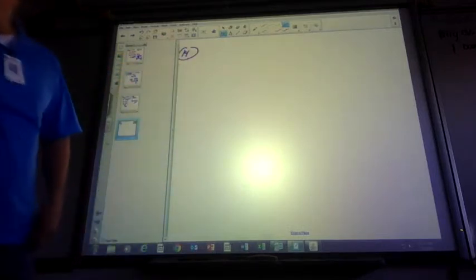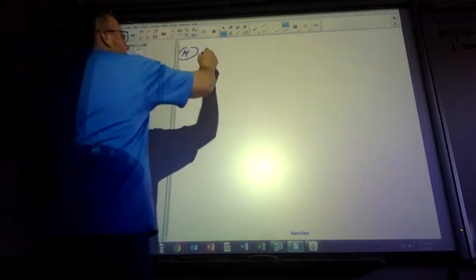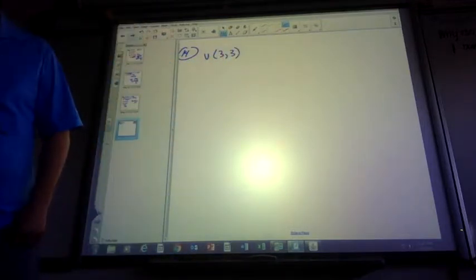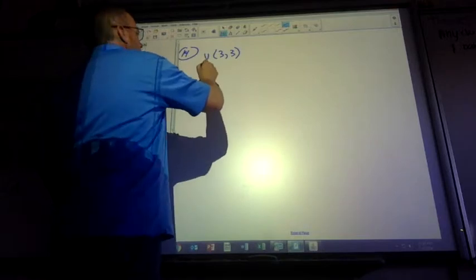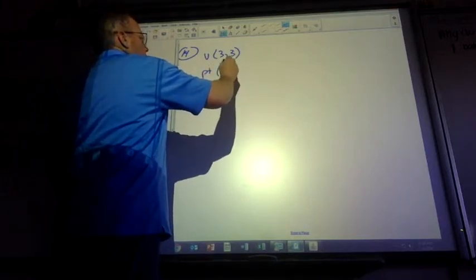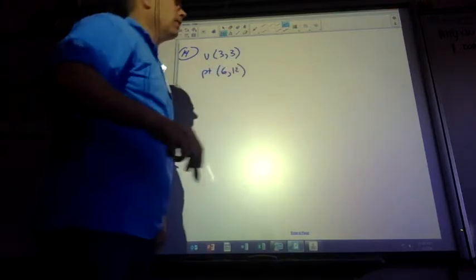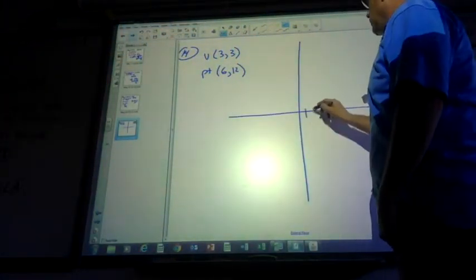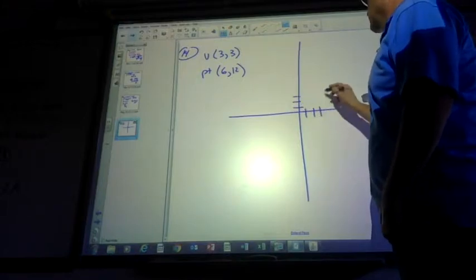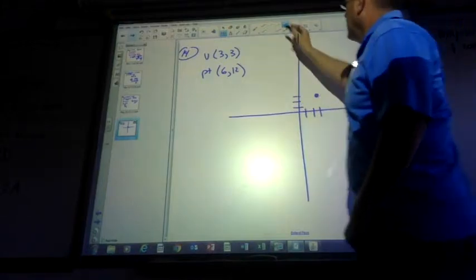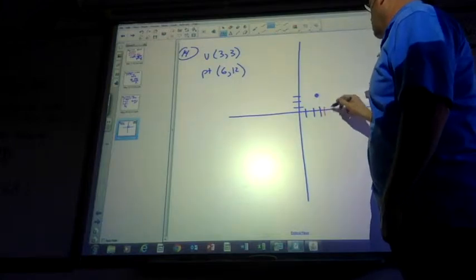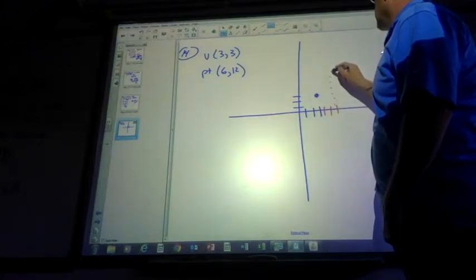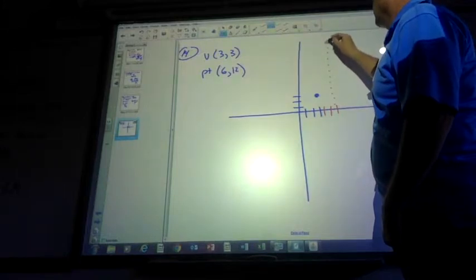Number 14, they tell us that we have a vertex at 3, 3. And then we also have a value at 6, 12. So you have some point at 6, 12. So let's use some logical thinking on this one. So I had 3, 3. I'm right here. And then at 6, 12. So 4, 5, 6, and then 12. 3, 4, 5, 6, 7, 8, 9, 10, 11, 12.